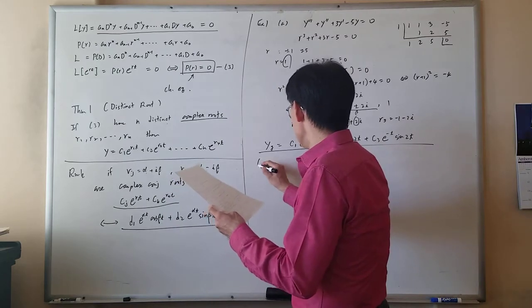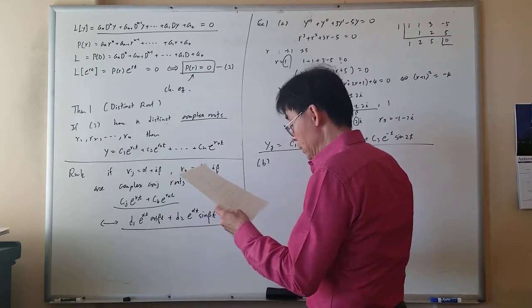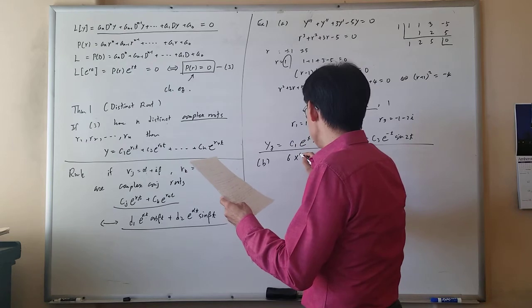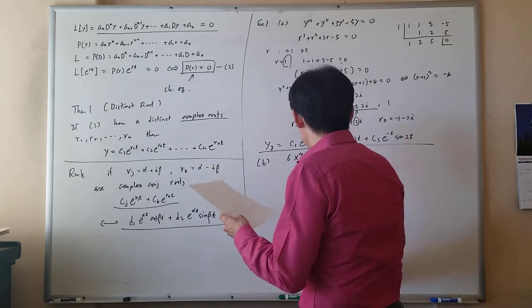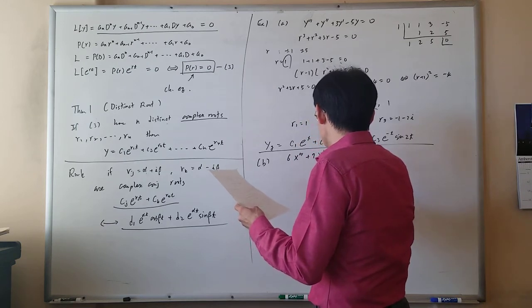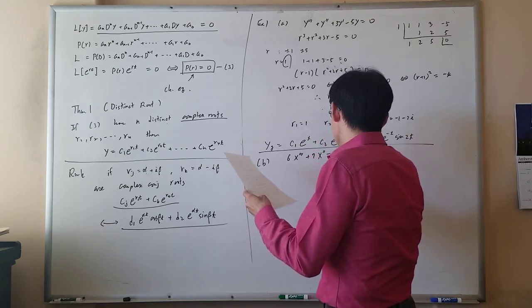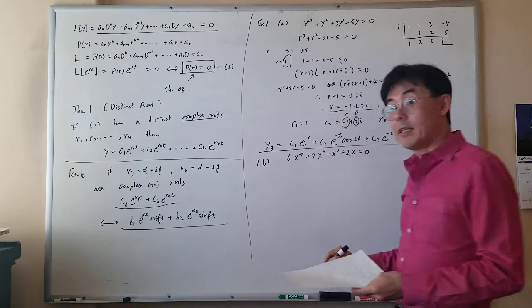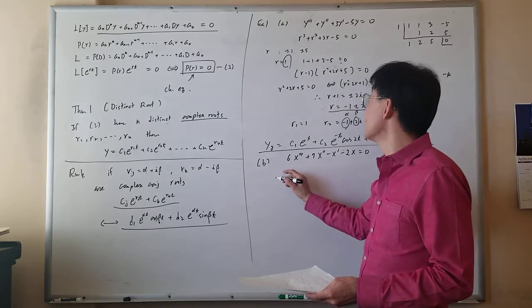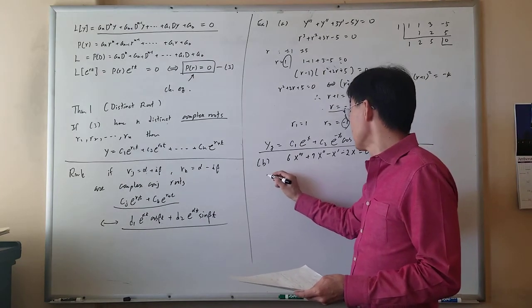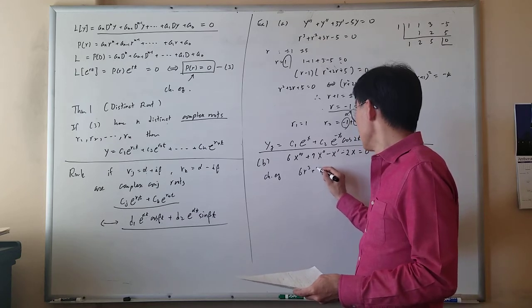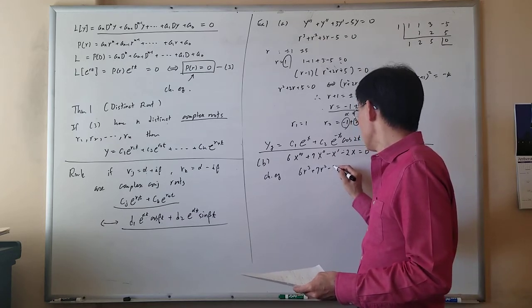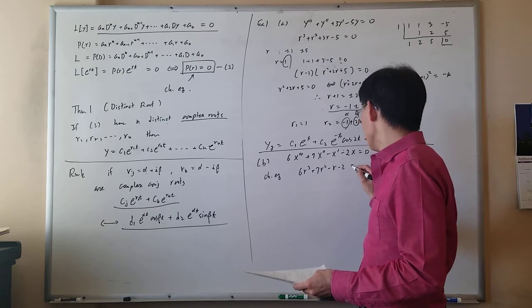Okay, example 1B, what is it? 6y triple prime plus 7y double prime minus y prime minus 2y equals 0. So in that case, again, the characteristic equation is 6r cubed plus 7r squared minus r minus 2 equals 0.